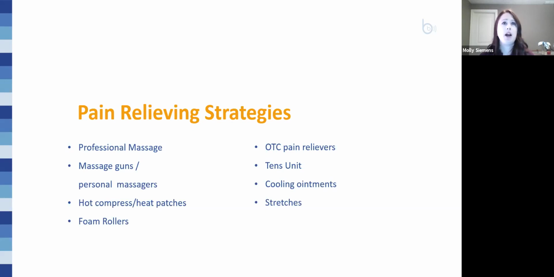as well as using hot compresses, heat patches, a warm bath, or the microwavable neck buddies, something that just helps the muscles relax. Foam rollers, again similar to massage guns, work the problem areas that we might have. Over-the-counter pain relievers, Advil, ibuprofen, Tylenol, Aleve, just making sure that we're using them per the manufacturer's guidelines and not taking too many. TENS unit, something else that can help stimulate those muscles to hopefully relax them.